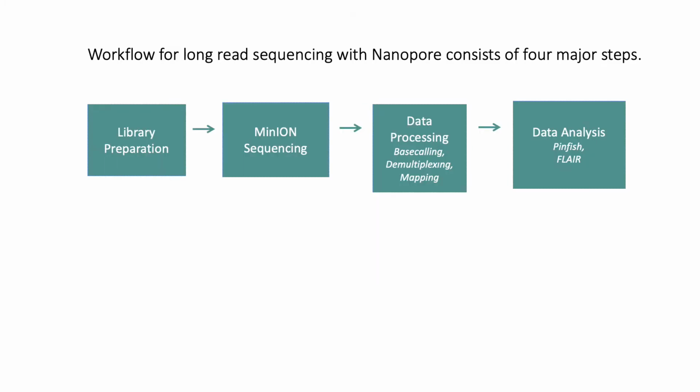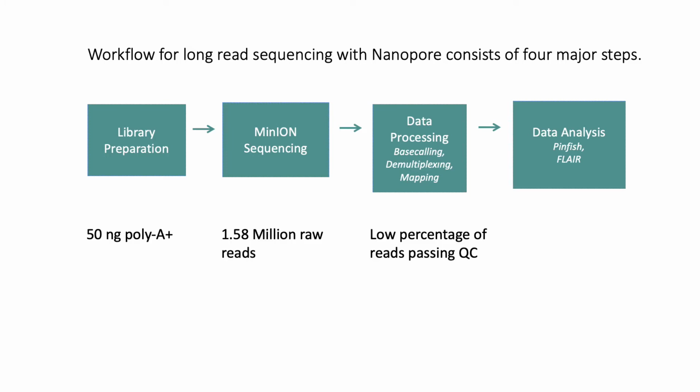Our workflow for long-read sequencing with Nanopore consists of 4 major steps. During the optimization process of each step, we realized that long-read sequencing with the standard Nanopore method is inefficient to use with rare cells, due to the requirement of high input RNA, low output of raw reads, and low quality of the reads, which can be an obstacle for reliable data analysis for isoform detection.